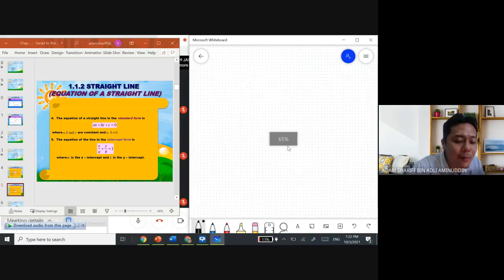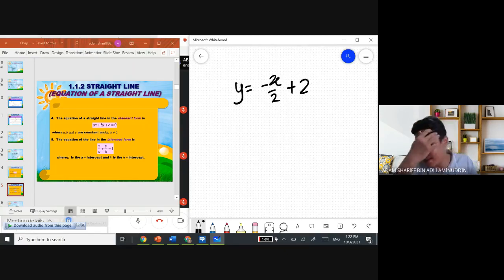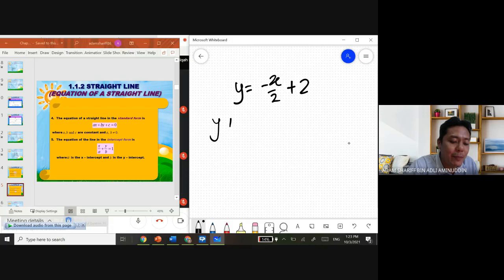Contoh tadi, kita dah buat y sama dengan negative x over 2 plus 2. Okay, this is a gradient form. Kita dah nampak gradient dia negative 1 per 2. But this form is not standard. If you want to standardize it, then for example, we put y plus x over 2, kita letak x di kiri.